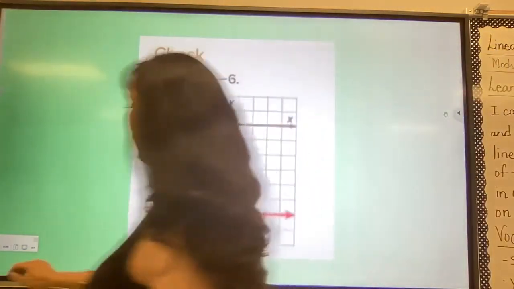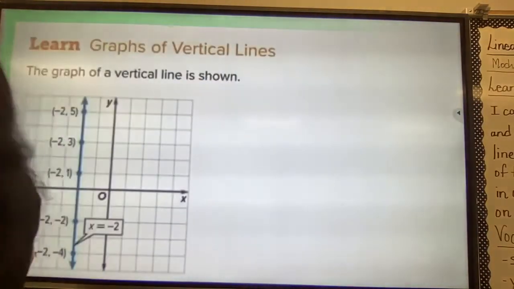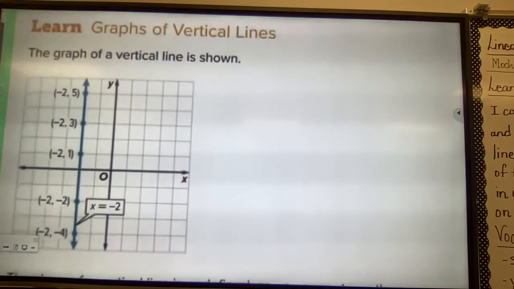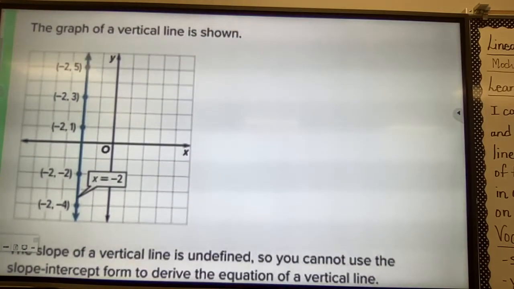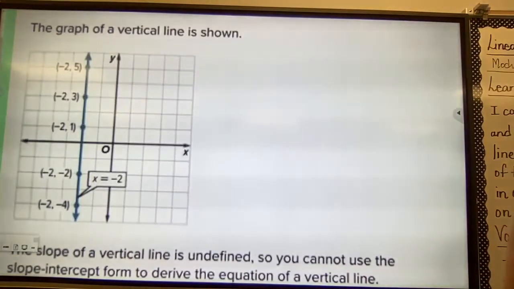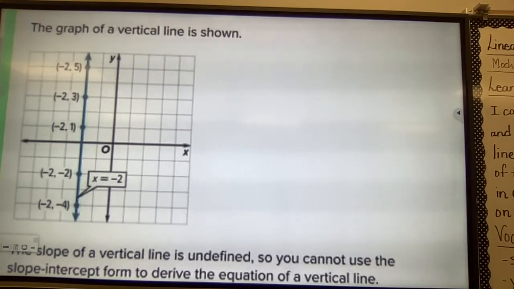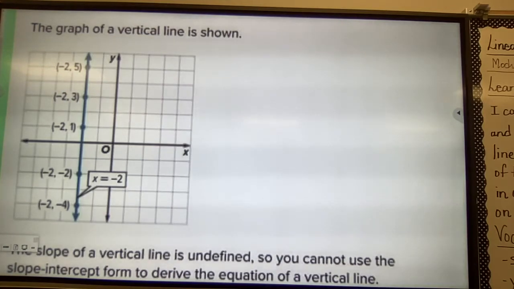All right? Okay. Now, let's graph vertical lines. Okay. So here is my graph of a vertical line. Really quick, before I go into vertical lines, when a line is written in the form y = b, remember it's a horizontal line. And what does the slope of the line mean, or does the line have a y-intercept?